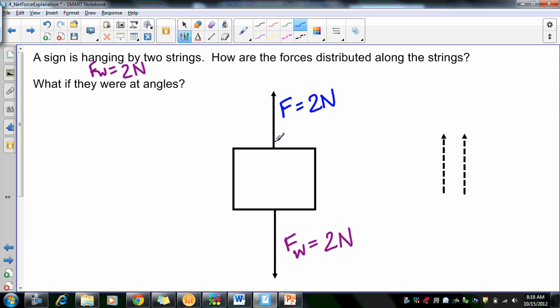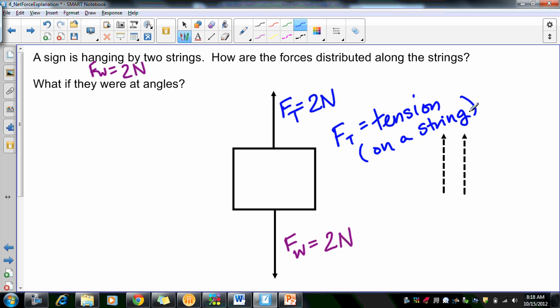Now, since it's on a string, we call that tension. So Ft is the tension force. And this is specifically for on a string or some sort of suspension. So it's actually being held by a string. So the tension in the string. Or here it could be a chain or a rope or something like that.